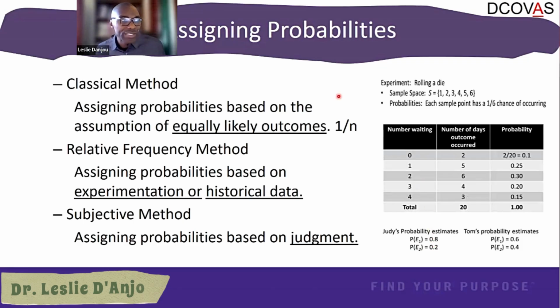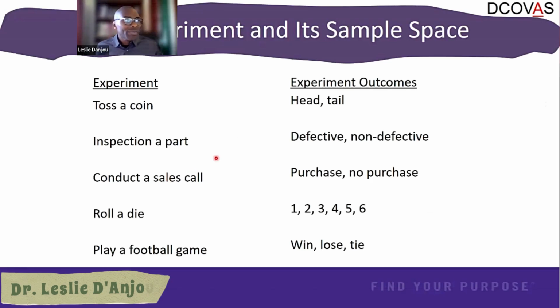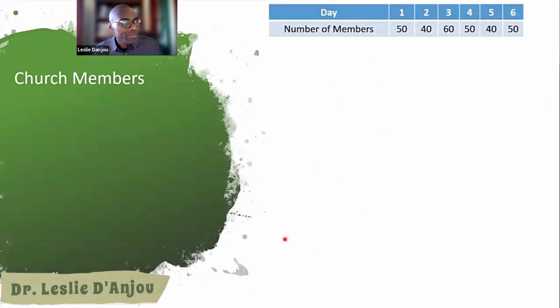But what we're going to be doing in this class is these two, the classical method or the relative frequency method. When we're dealing with some kind of experiments, we have to make sure that our experiments have well-defined outcomes. With a coin, it's well defined. It's either going to be heads or tails. If you're inspecting a part, rolling a die, or playing a football game, it's either a win, a loss, or a tie. It is well defined. Good.